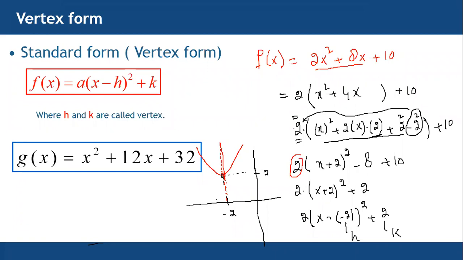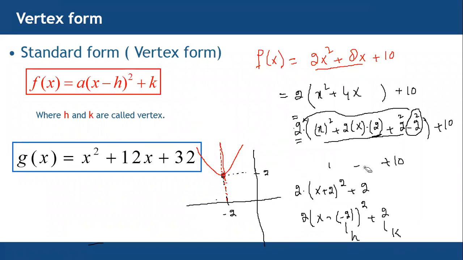Clear this one? Standard form, vertex form. Sir, could you repeat the part where you put the 2 square minus 2 square inside? Yes, the second line. Okay. My question is, sir, why didn't you put the minus 2 square next to plus 10?